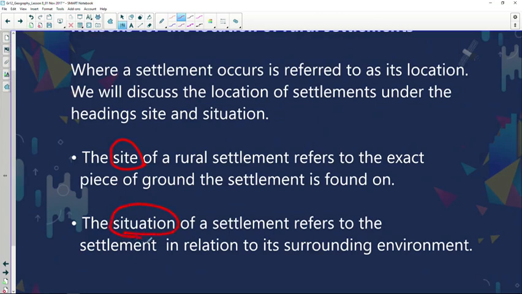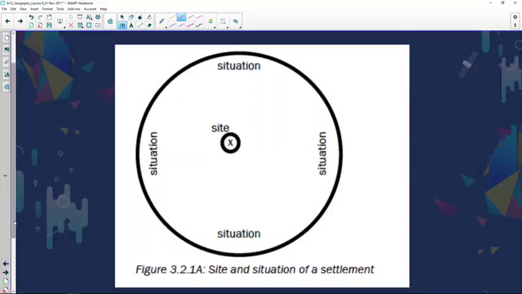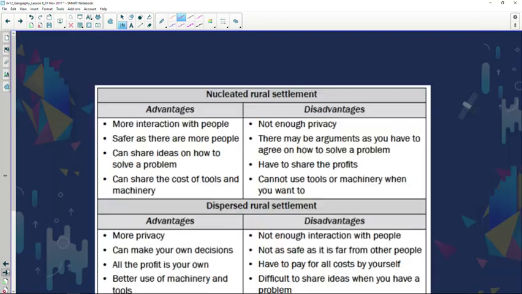Now, the site of a rural settlement refers to the exact piece of ground the settlement is found on. When they chose Johannesburg back in the day to settle because gold was found, they needed to look at the land, at the topography. And when we look at the situation, we need to look at the surrounding environment. This is a diagram showing the site and the situation surrounding it. And we're going to fill in these factors now.